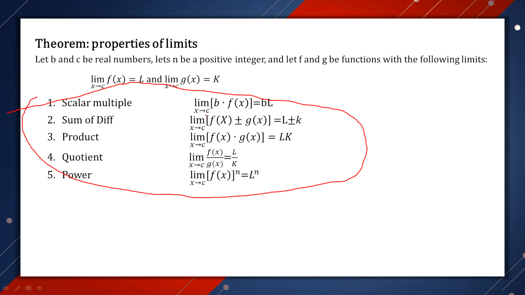scalar multiples. It looks like this: b times f(x), and it will be bL. L can be anything. L is just the value of f(x) when you use x in this function. And third is the sum or difference. It looks like this.